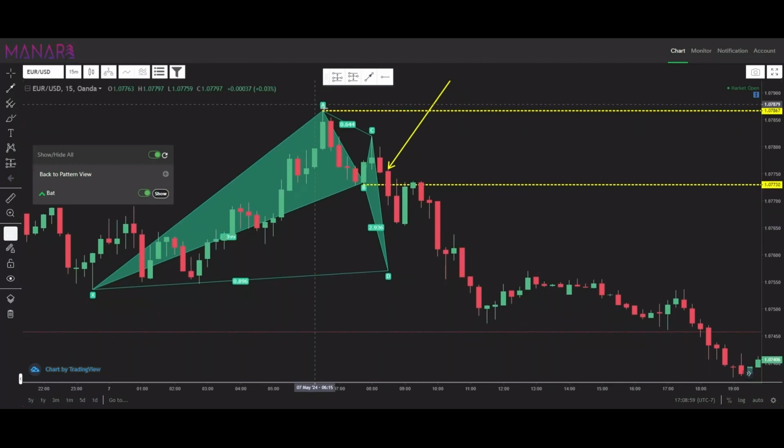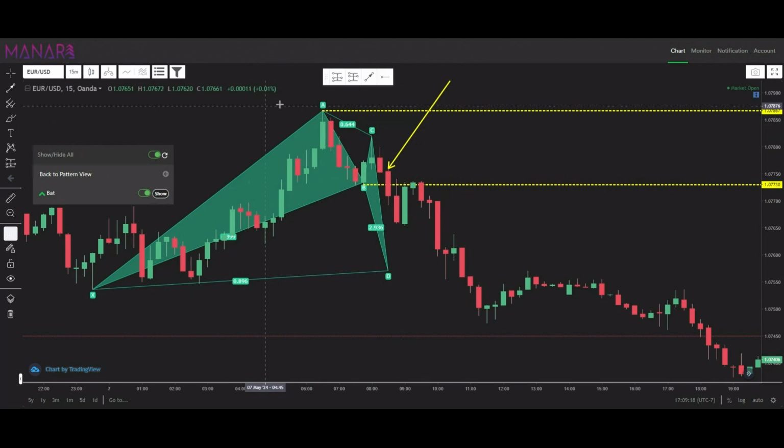See, all harmonic patterns are based on Fibonacci measurements. So point A and point B are very important points that act as support and resistance. So when the candle breaks down, then I'm going to sell.